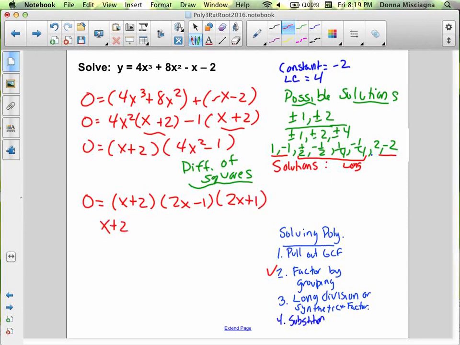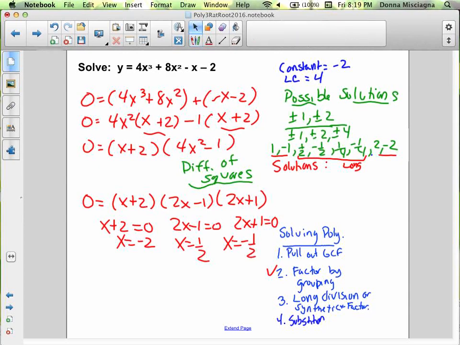Our solutions are x plus 2 equals 0, so -2. 2x minus 1 equals 0, x is 1/2. And 2x plus 1 equals 0, x is -1/2. So our solutions were -2, 1/2, and -1/2. So the only one we could have done using synthetic would have been the -2.